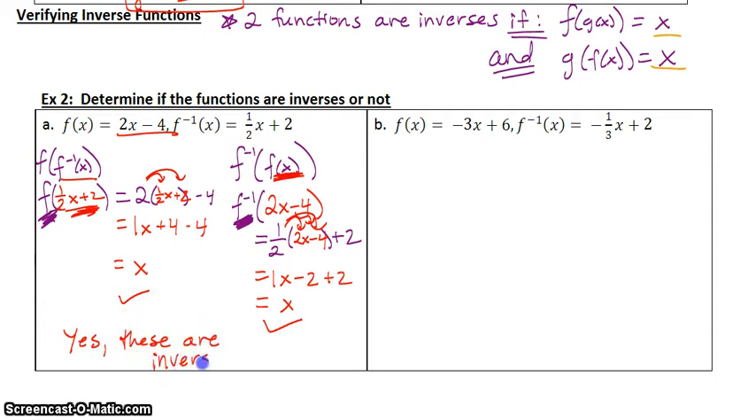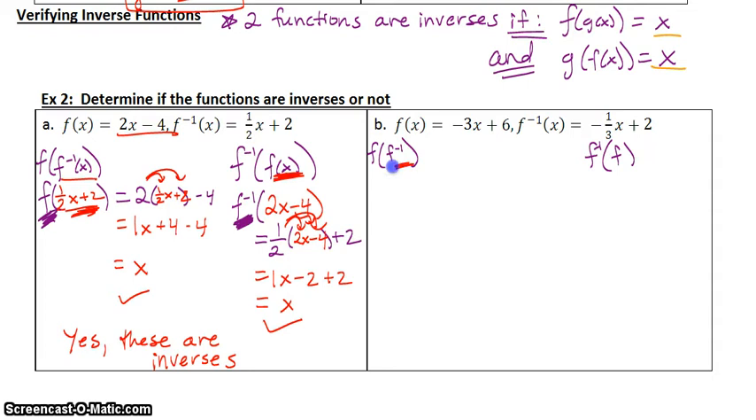If you feel like you need extra practice, pause the video and try part B. Okay, if you have unpaused, I'm going to go through this one a little quicker, but you can ask some questions to clarify during class later tomorrow if you need it. Okay, so again, I got to test it both ways. So first I'm plugging the f inverse into f, and then I'm going to plug f into f inverse.